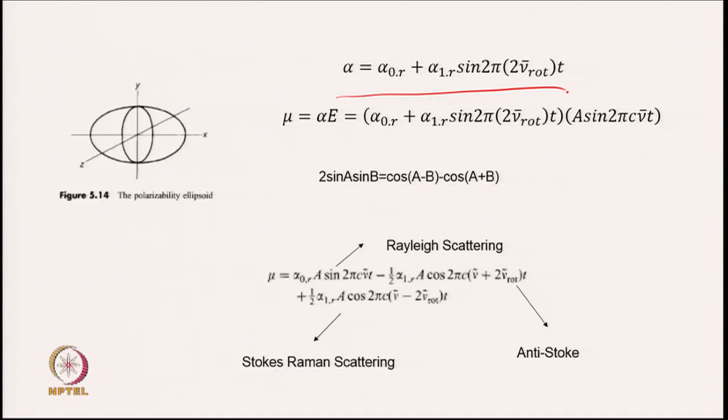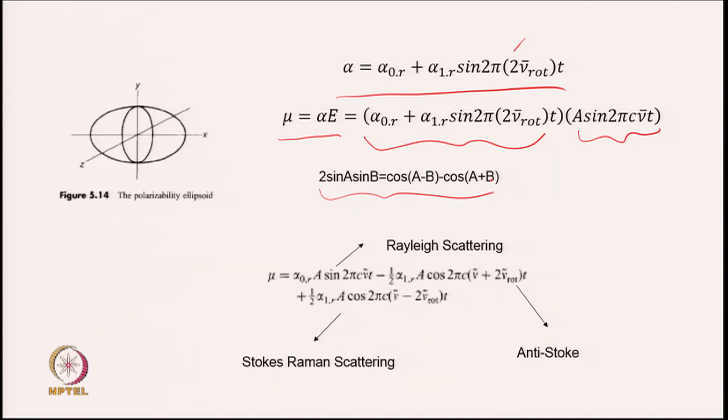Now, this factor of 2 comes because during rotation polarizability becomes the same twice in a 360 degree rotation, and so you can calculate mu. So, alpha is this value and this is E. There is a multiplication of the 2 sine terms, and we know that 2 sin A into sin B is equal to cos A minus B minus cos A plus B, and that gives you 3 different terms.